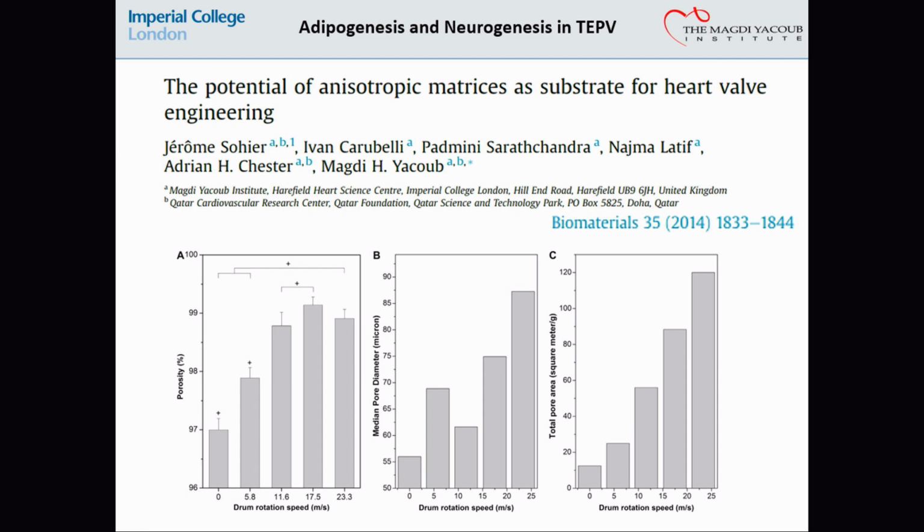Before this, we published this paper about anisotropic matrices. So the anisotropic matrix we use is made of polycaprolactone, and we achieve the anisotropy by adjusting the drum rotation speed. So by adjusting the drum rotation speed, you can adjust the porosity, the median pore diameter, and the total pore area. So the faster you rotate your drum, the higher the porosity, the mean pore diameter, and the total pore area.